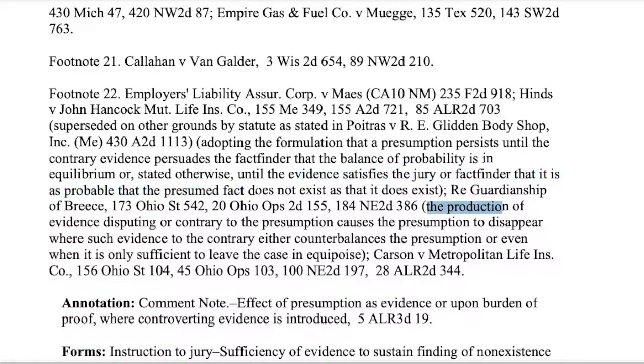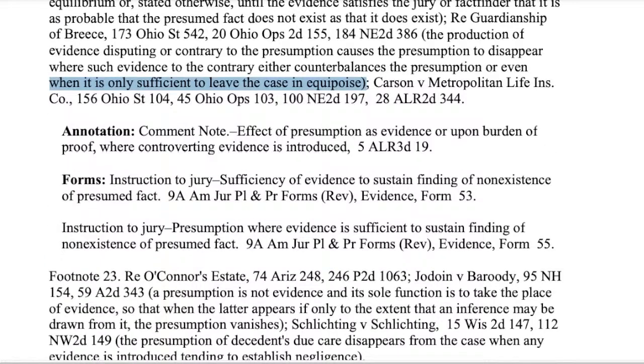Then we have the production of evidence disputing or contrary to the presumption causes the presumption to disappear, where such evidence to the contrary either counterbalances the presumption or even when it is only sufficient to leave the case in equipoise. And we have the annotation. Comment, note, affect the presumption as evidence or upon burden of proof, where controverting evidence is introduced. That's an American Law Review.